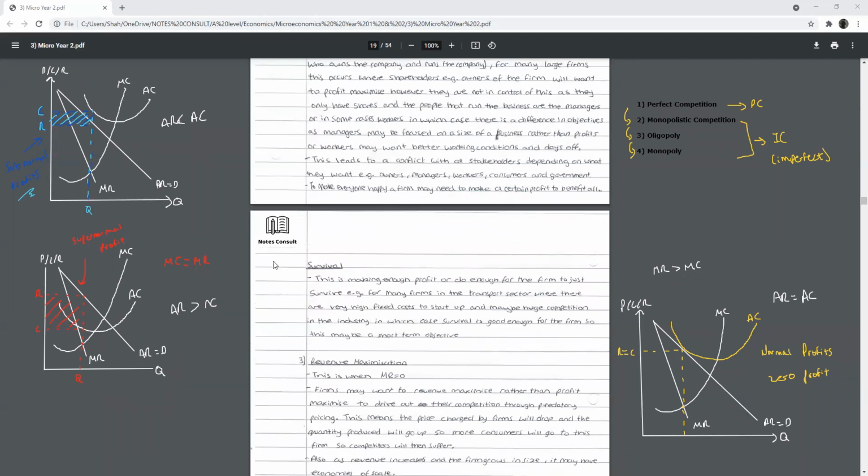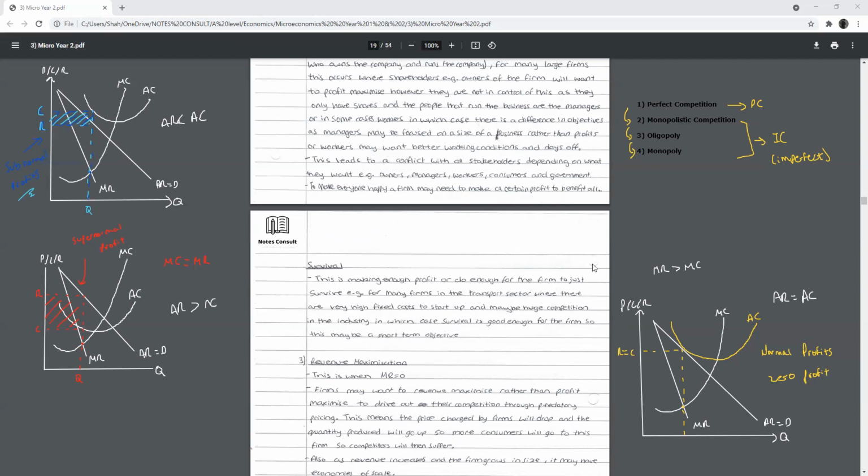Another objective is actually just surviving in the market. So this is making enough profit for the firm to just survive. For example, many firms in the transport sector, if you think about TfL, we know that they have very, very high fixed costs to start up and maybe huge competition in the industry, in which case survival is good enough for the firm. So this may be a short-term objective.